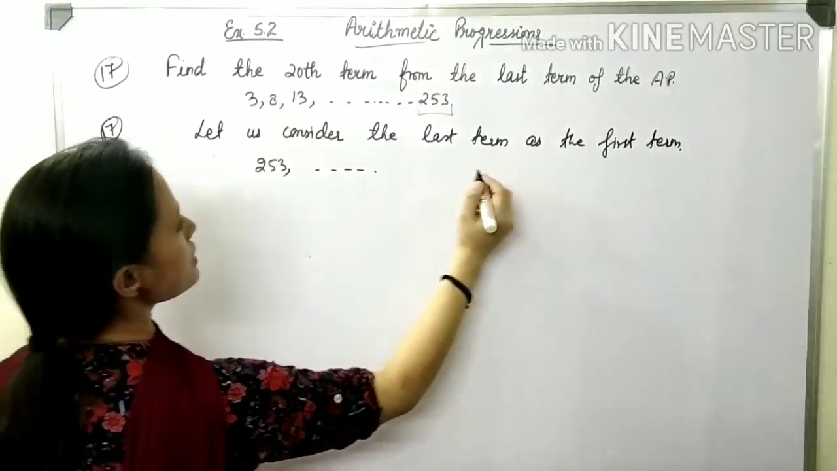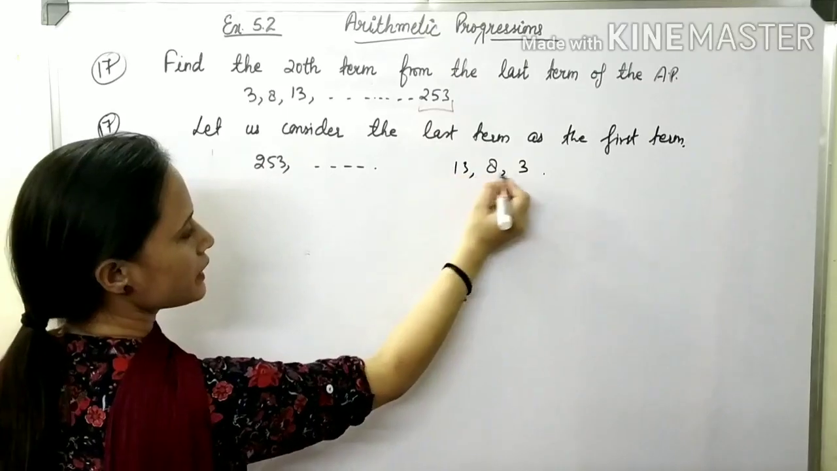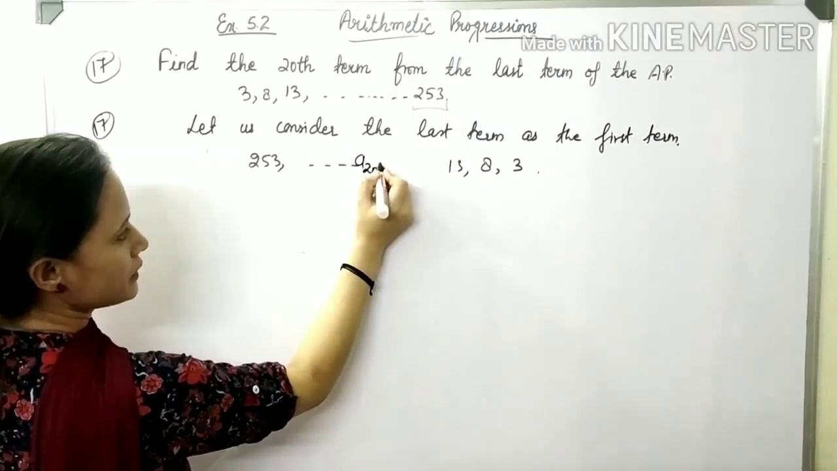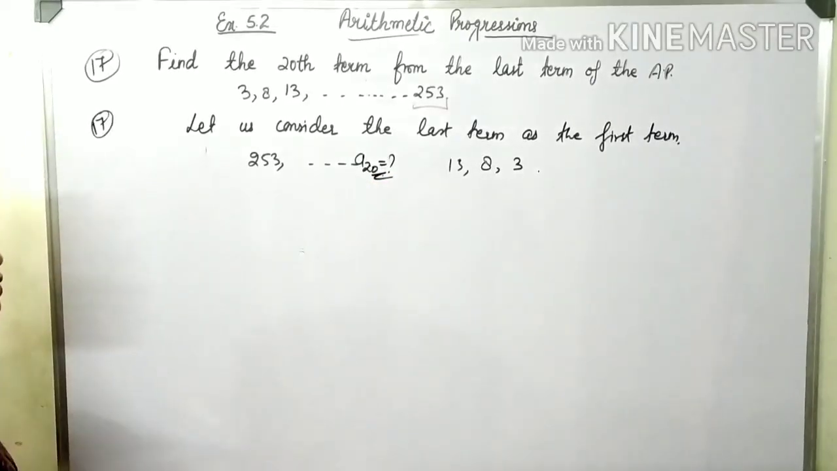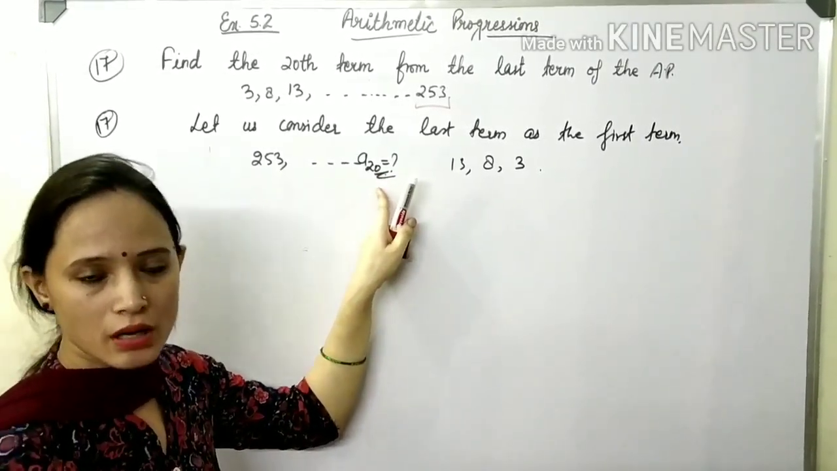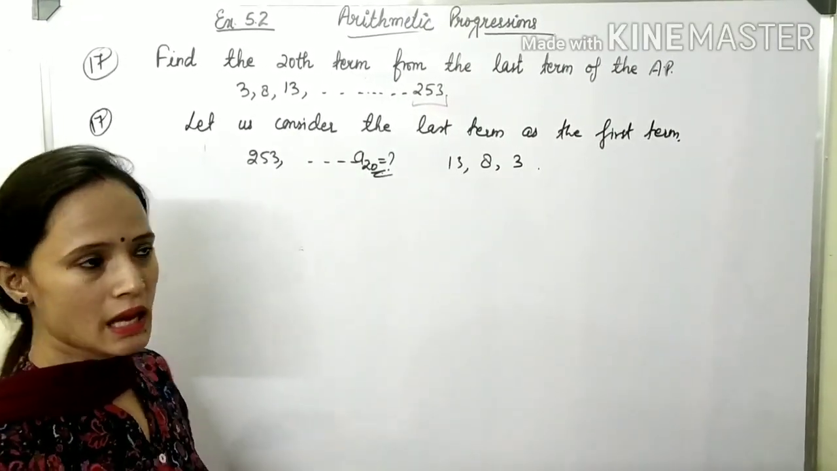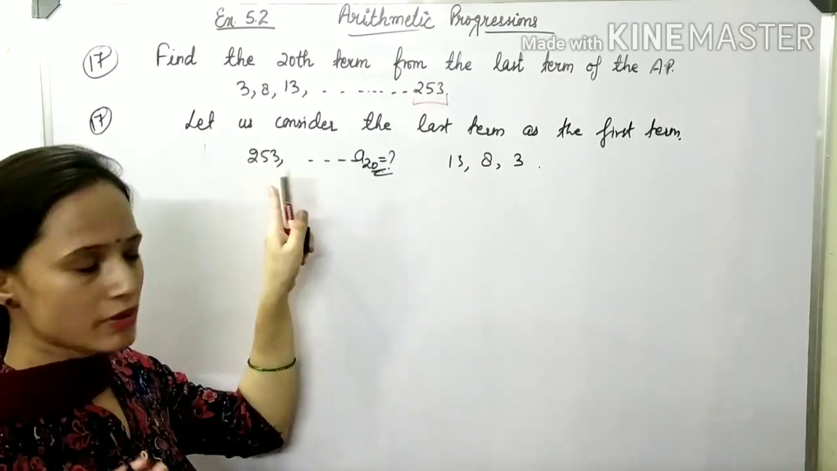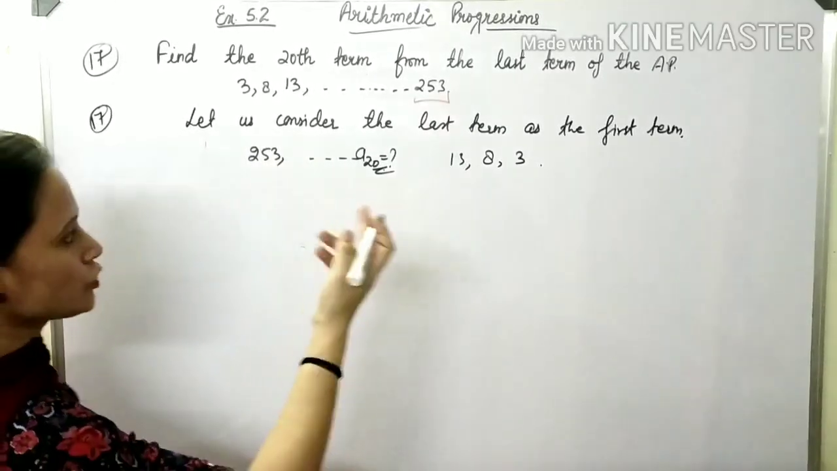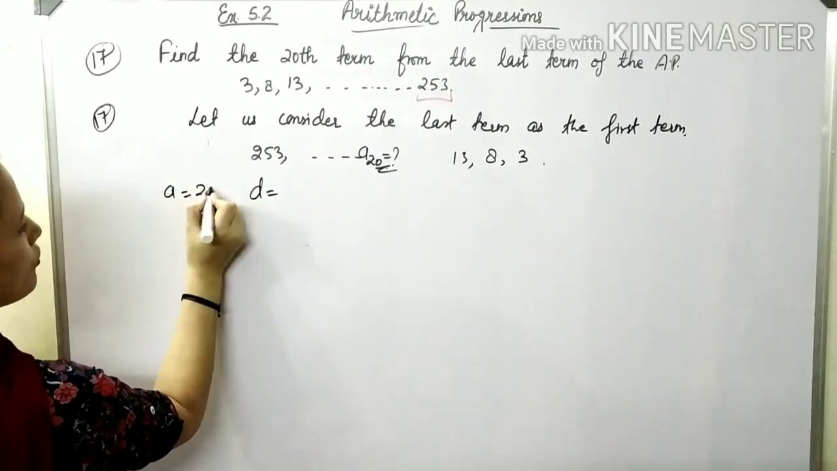Now according to this, the last term will be 8, 3, 13, 8, 3. And now we have to find A 20th. This we need to find. To find this, first of all, we know that the nth term formula is A20 is equals to A plus n minus 1 D. A we are already having, so we need D. So for D, A is equals to 253.